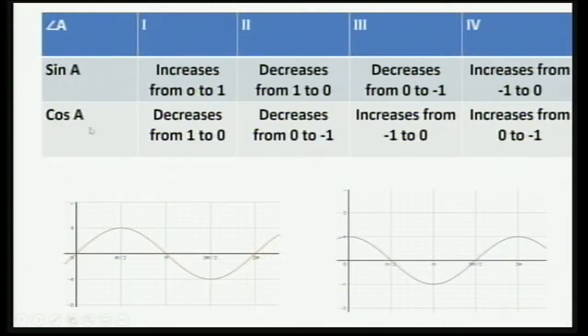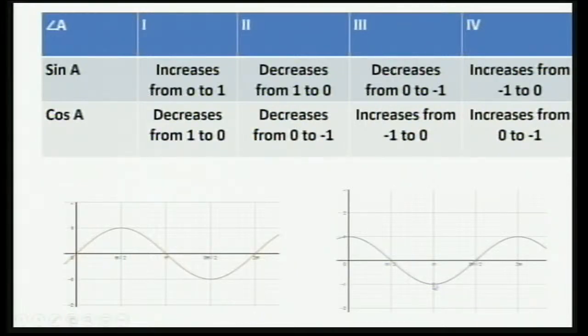Similarly, you can see the nature of the cos function. For cos, the first quadrant is from 0 to pi by 2, and you can see that it decreases from 1 to 0 in the first quadrant. Similarly, in the second quadrant, the value of cos at the very start is 0, and it becomes minus 1.